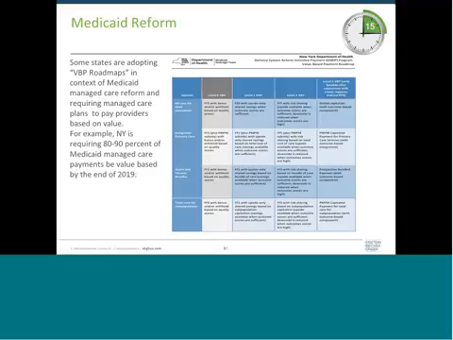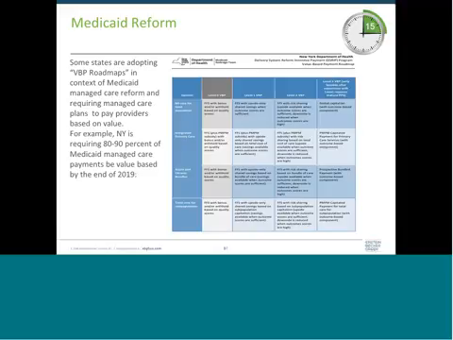So if you look at the chart, you can see on top that there are different levels of VBP from 0 to 3, and Level 1 is really upside-only shared savings. Level 2, some downside risk. And Level 3, more full risk, like global capitation for a subpopulation or the total population, or bundled payments, for example.